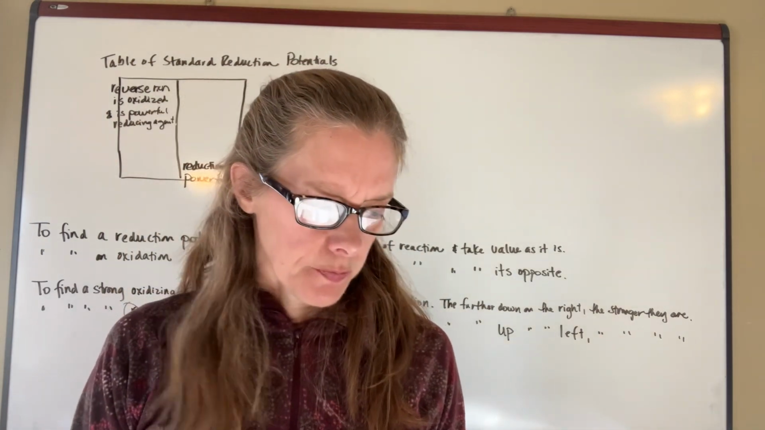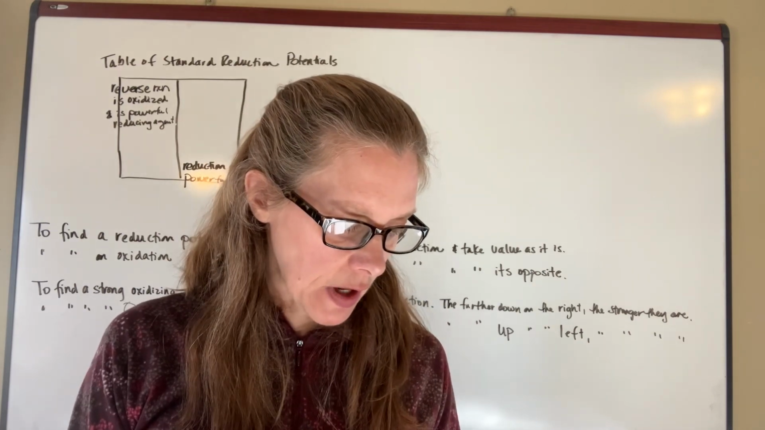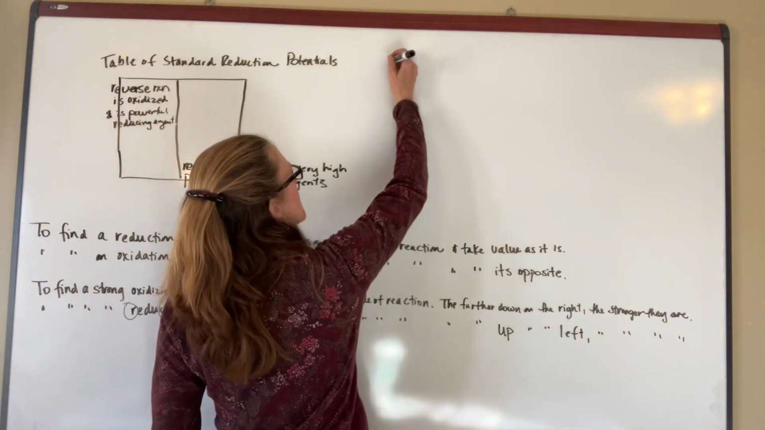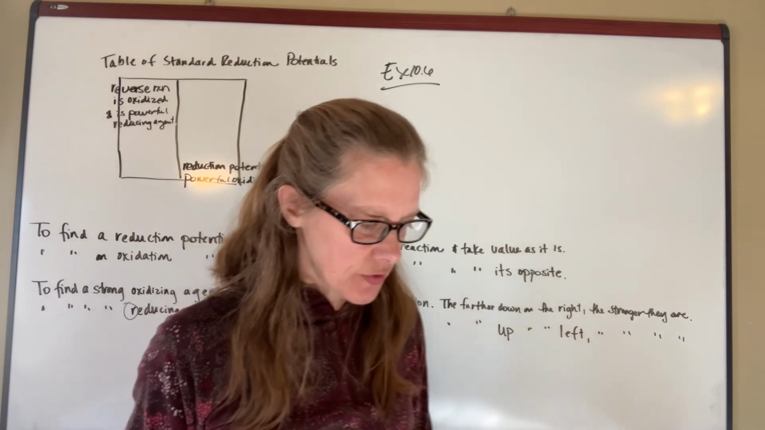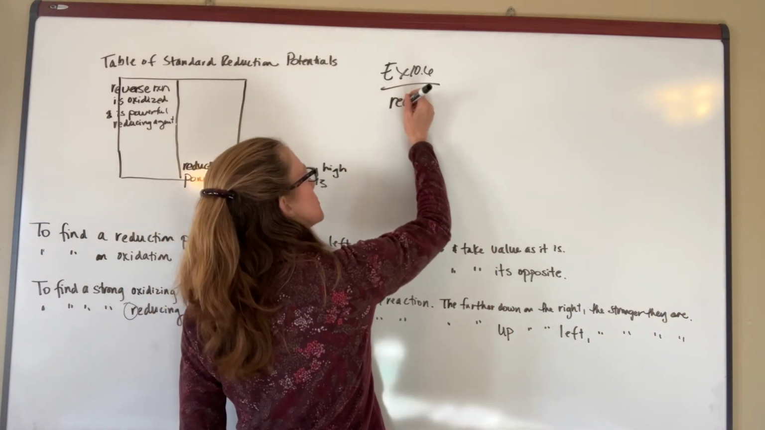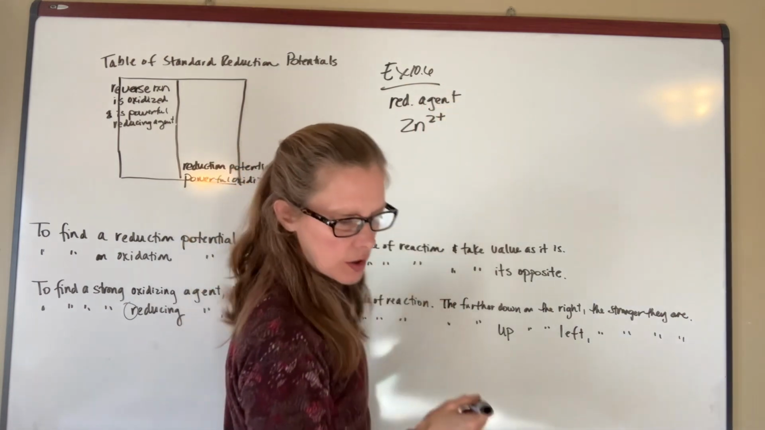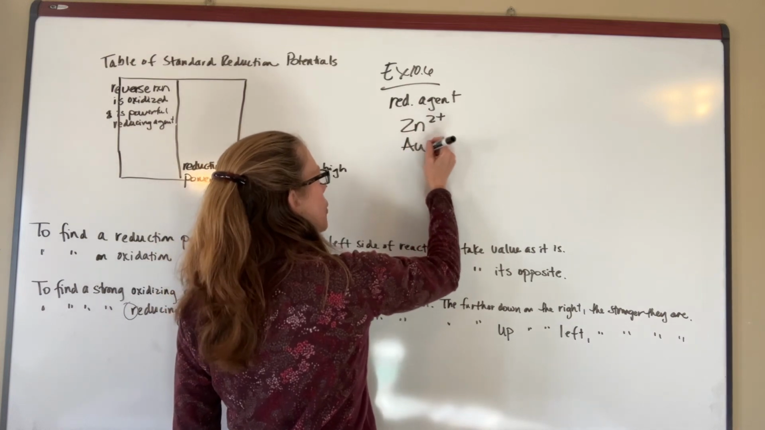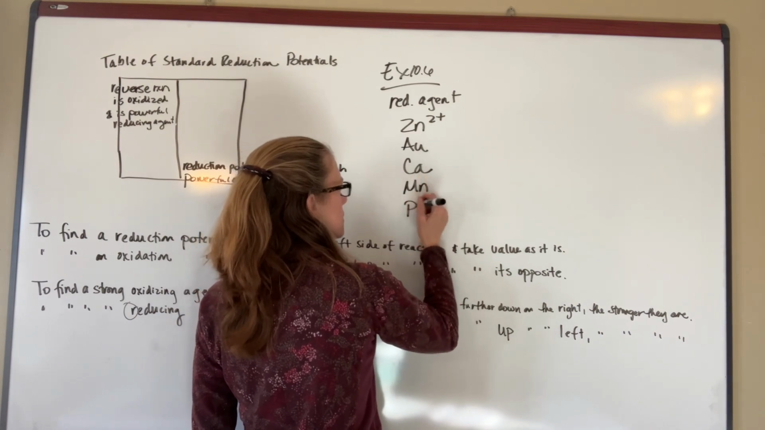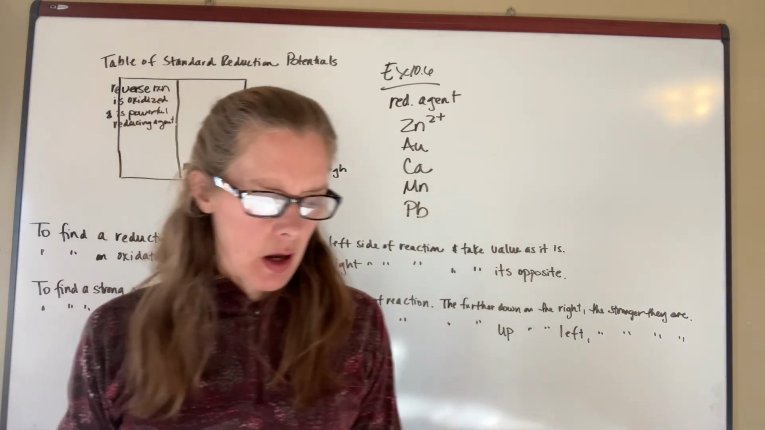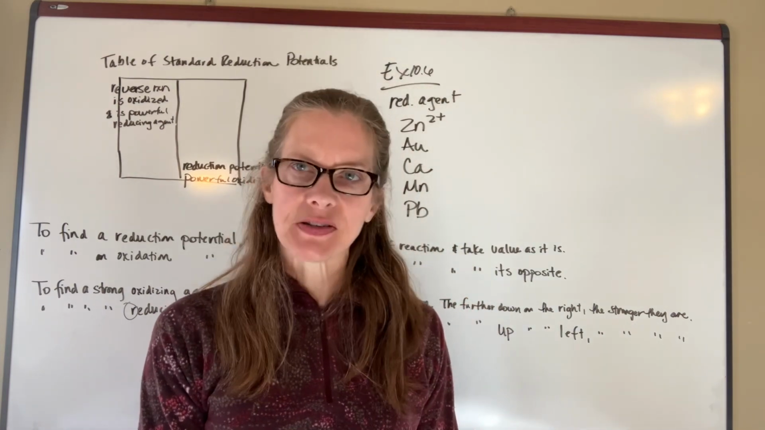Okay, so let's try to work a couple of problems here to see if we can make this make some sense. All right, so example 10.6 is asking us to find the strongest reducing agents. So I want a reducing agent, and the choices it gives me are zinc, gold, calcium, manganese, or lead, okay?